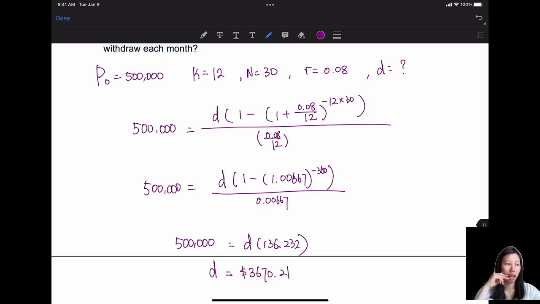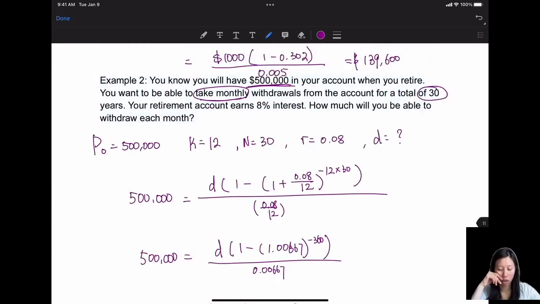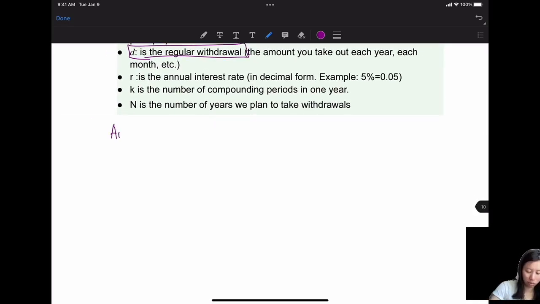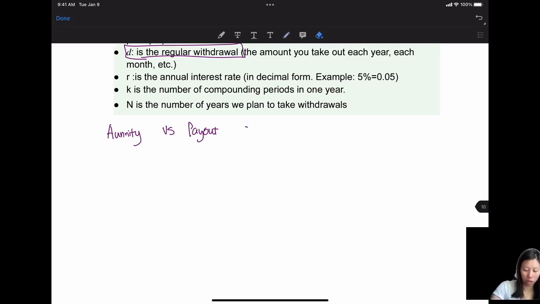Okay, so now let me recap these. So what's the difference between annuity versus the payout annuity? Okay, well, spelling is not my strong suit. Okay, so now let's write down the formula for annuity. See if you remember it. Now I didn't look at any notes and see if I can remember it.